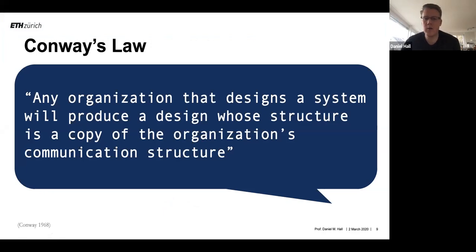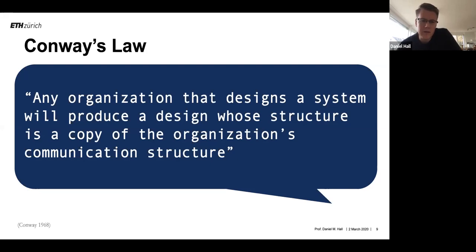It states that any organization that designs a system will produce a design whose structure is a copy of the organization's communication structure. So in other words, however your project or your company is organized, whatever it is that you design will kind of copy the communication that exists within your company or within your project, which is done by multiple companies. And this has been known as the mirroring theory. So the product will mirror the organization.